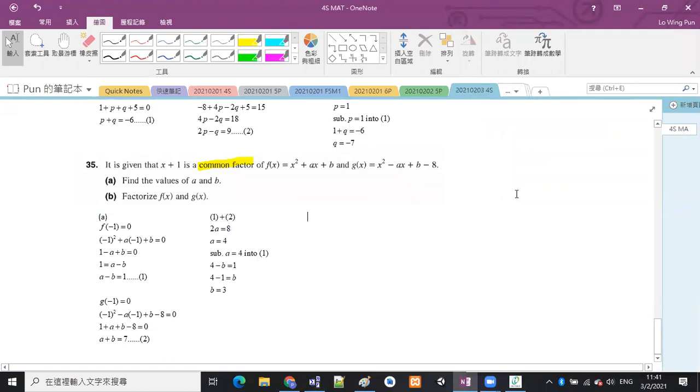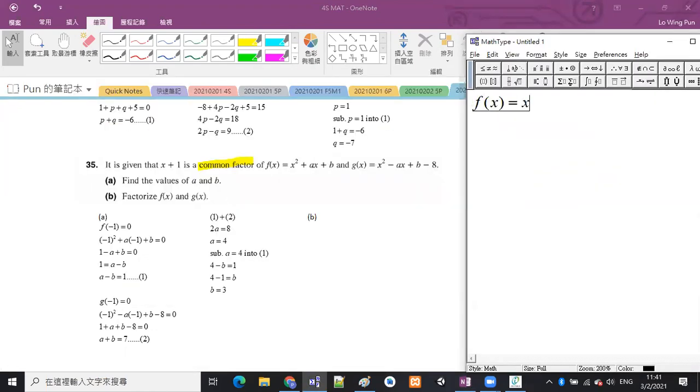Okay, part B, factorize fx and gx. That is very easy. Fx is x squared plus 4x plus 3. This is actually a quadratic expression, so you don't need to use the remainder or factor theorem. You may just use the formula 1 to help you factorize fx into a product of two brackets. But you already know that x plus 1 is a factor, so the remaining factor should be x plus 3. So fx is factorized like this.